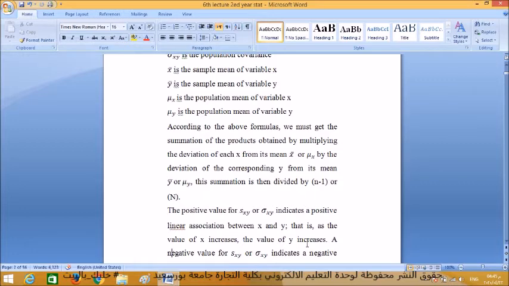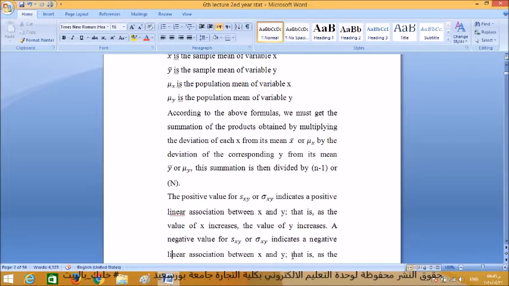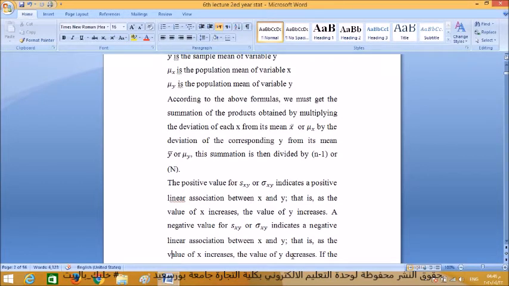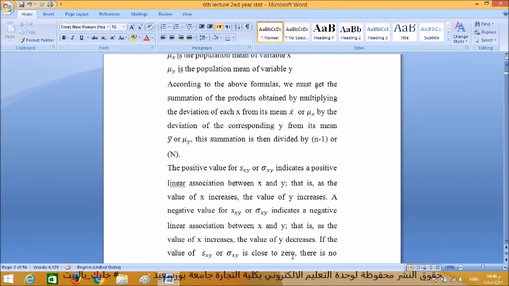Okay, when the covariance is negative, this indicates that there is a negative linear association between X and Y. So negative means in the range from 0 to minus infinity. So covariance may take any value between minus infinity and infinity. There is no limit for covariance.